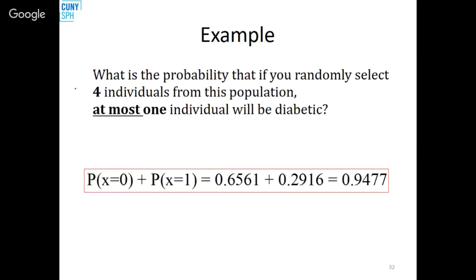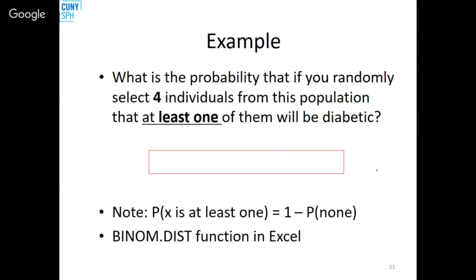So from the same population, and again 4 individuals, what's the probability that at most 1 will be diabetic? You can calculate that from the probability for x equals 0 plus the probability of x equals 1. That's pretty high, 95%. My answer didn't come out here, but what is the probability that if you randomly select 4 again, at least 1 of them will be diabetic?